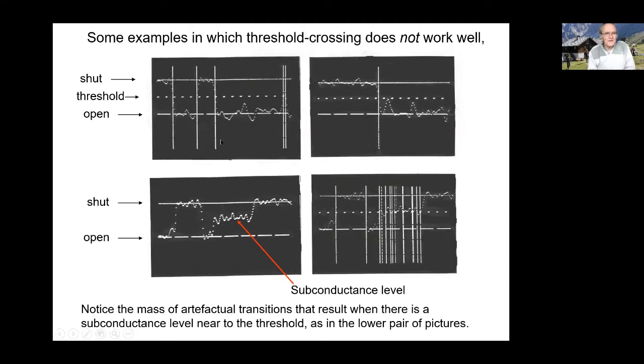Here's some examples in which threshold crossing doesn't work at all well. Here there are two clear brief shuttings which are not detected at all. And this is the worst example of the lot. In this case, there was a subconductance level which happened to be about halfway between the shut and the open level. And since the 50% threshold goes right through that, you get a whole bunch of completely spurious transitions detected.